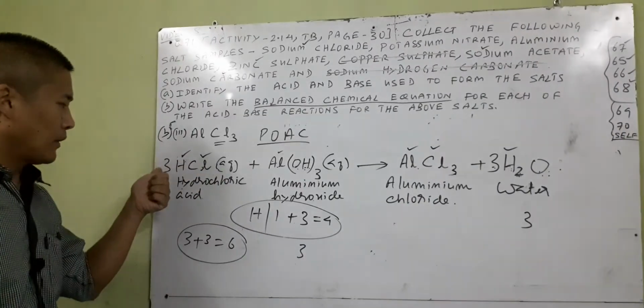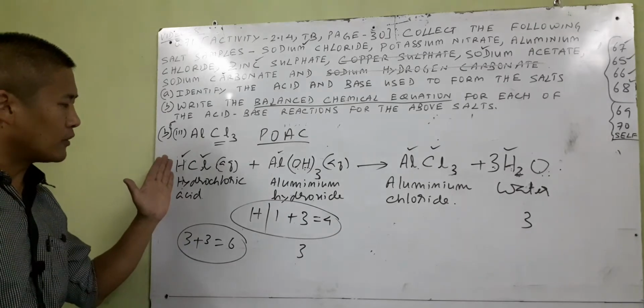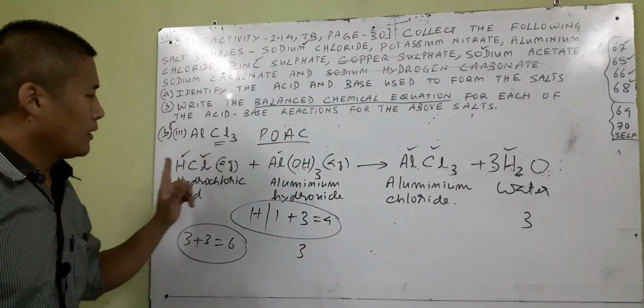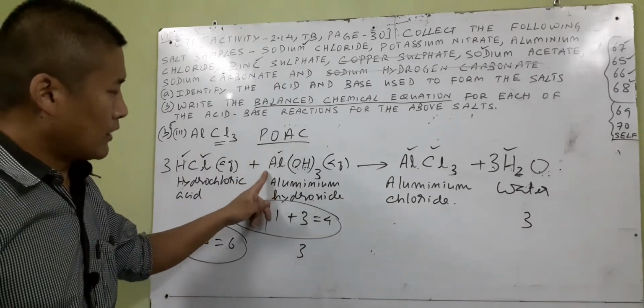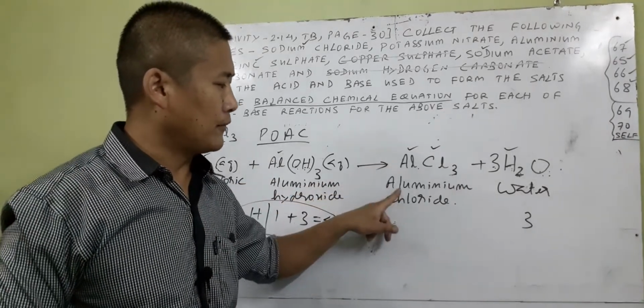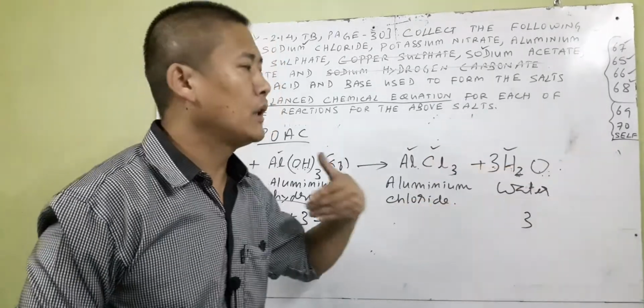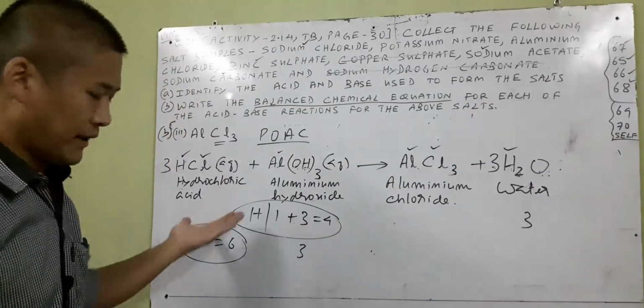So how would you read this equation? Let us try. 3 molecules of hydrochloric acid. Molecule means more than 1 atom. There are 2 atoms, you see. React with 1, no number means 1, okay? 1 molecule of aluminum hydroxide to give you 1 molecule of aluminum chloride salt and 3 molecules of water. That's how you will read the equation, okay?